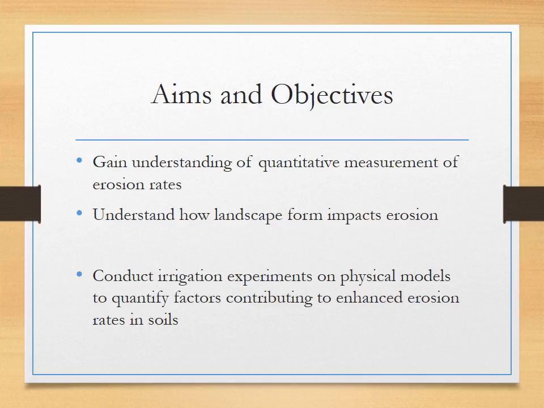We ran two experiments. Experiment 1 investigated the effect of different sizes of rock fragments on erosion rates. And Experiment 2, slope shape, the effect of slope shape on erosion rates. So the aims of our experiment were to gain understanding of quantitative measurement of erosion rates and understand how landscape form impacts erosion. And the objective was to conduct irrigation experiments on physical models to quantify factors contributing to enhanced erosion rates in soil.